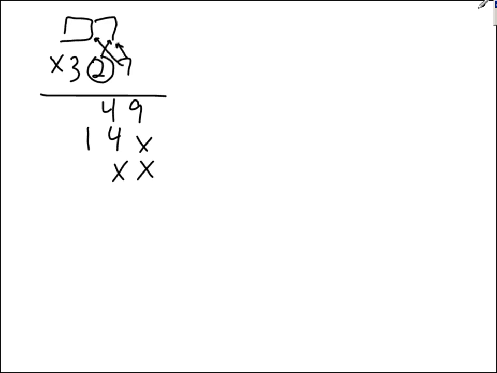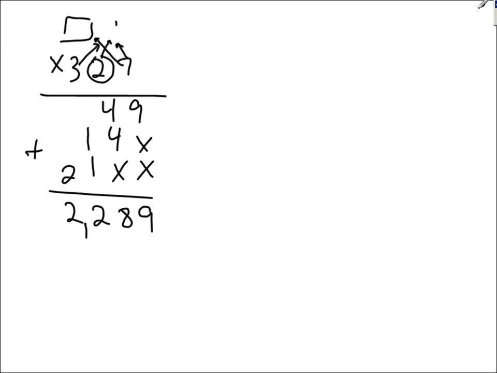Indent 2 spaces. 3 times 7 is 21. And you'll get 2,289. This involves us adding 3 rows of numbers. But there's a much, much simpler way of doing this problem.